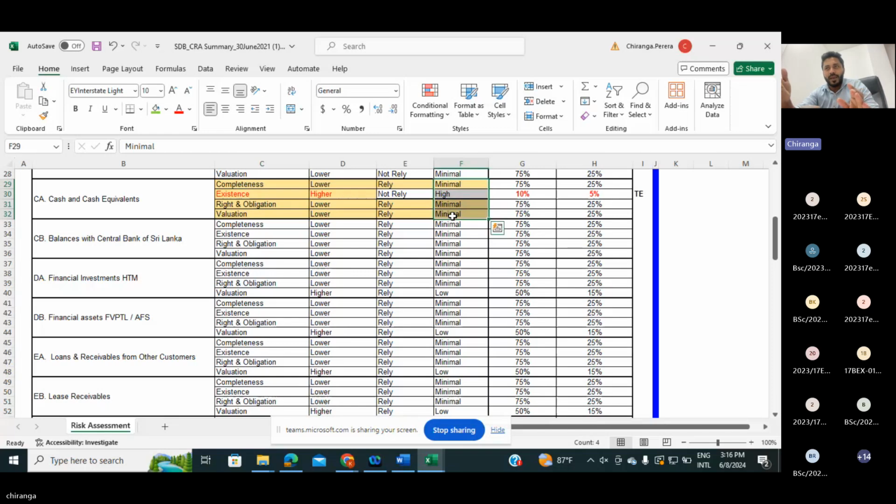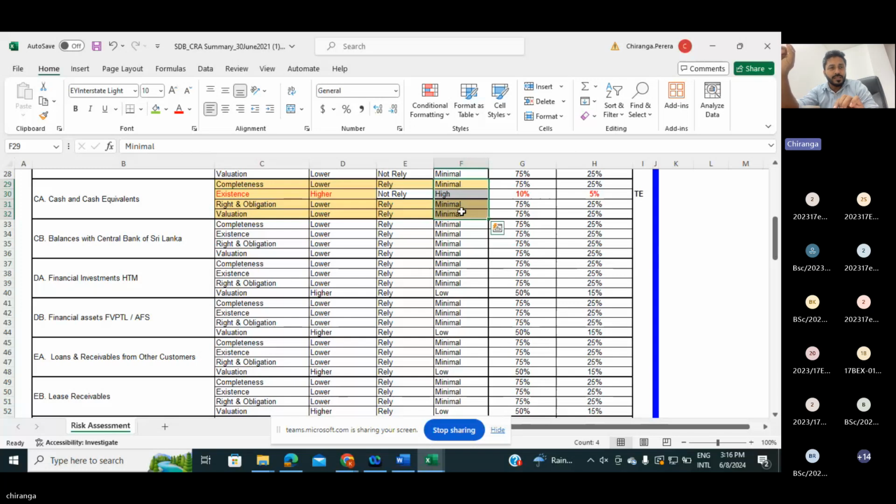Not the expenses. We have a classic example here. Final CRA for completeness minimal, existence high, other minimal, right? So my exact suggestion is, for whatever procedures you are going to do related to existence, use CRA high and the related threshold for sample selection, right?